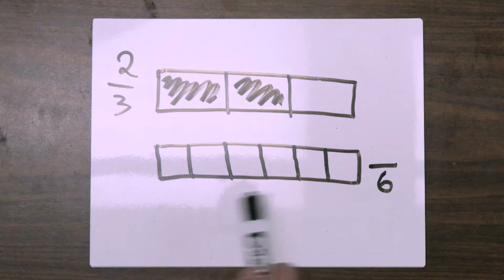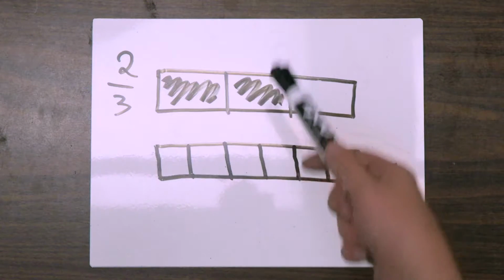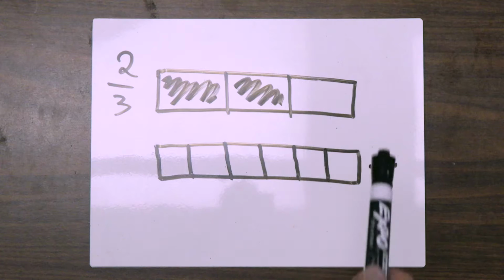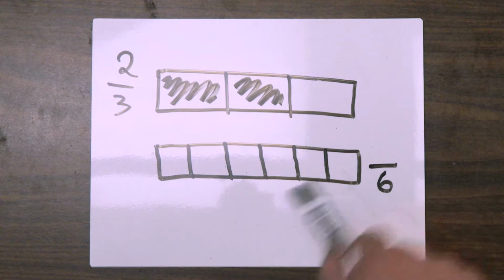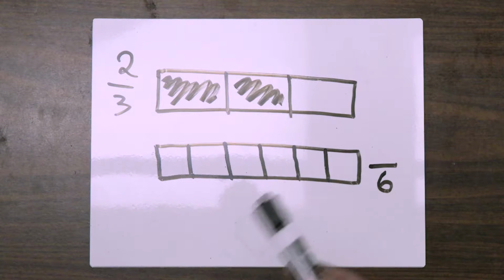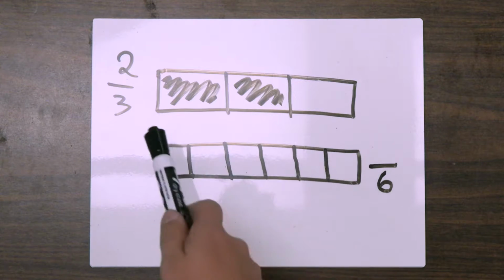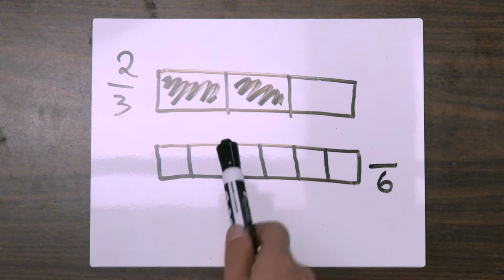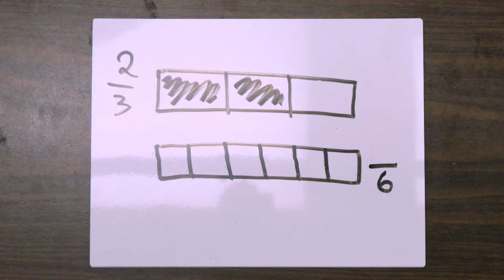Well, I have a fraction bar down here and I want to create an equivalent fraction to 2/3, but I want to use sixths. So if I'm using sixths, then I'm going to create a fraction bar that is broken up into 6 fair shares or 6 equal parts.